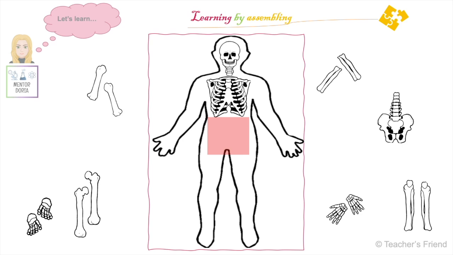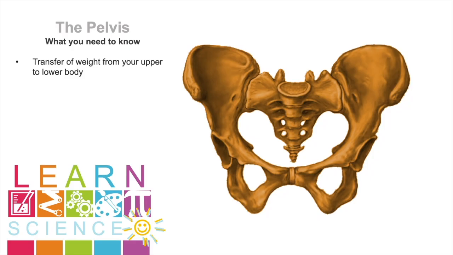Now, which bone do you think goes here, inside our hips? 3, 2, 1. That's right, it's the pelvis here. The pelvis has many roles, but its main role is to transfer weight from your upper body to your lower body, like when you stand up or sit down.